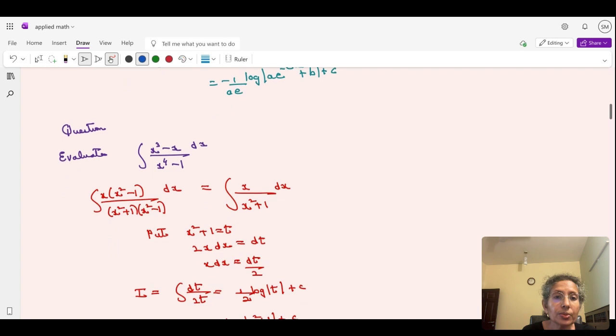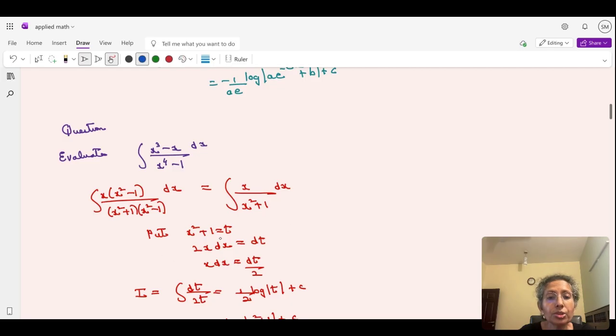Okay, coming to the next question, evaluate integral x cube minus x by x raised to 4 minus 1 dx. So we can take out x and you can write it as x into x squared minus 1, by x raised to 4 minus 1, which I can factorize as x squared plus 1 into x squared minus 1 dx. So x squared minus 1 cancels and you get integral x by x squared plus 1 dx.